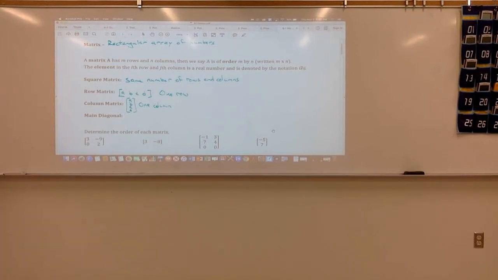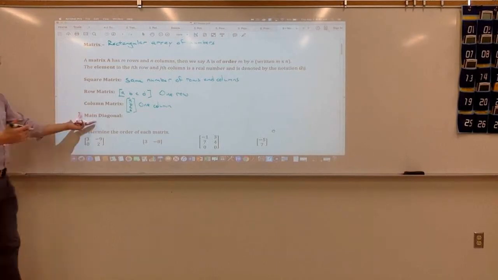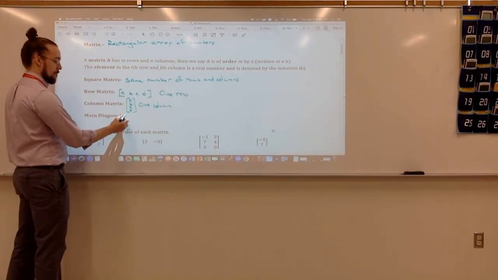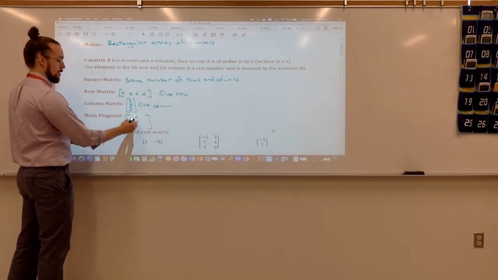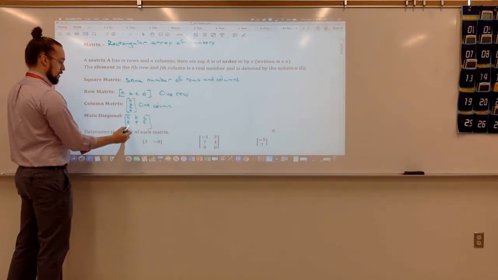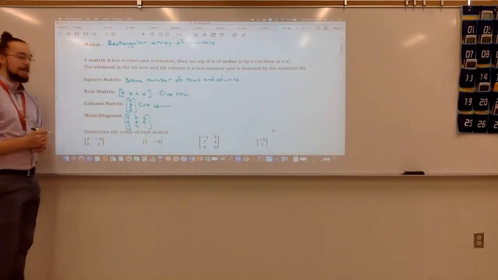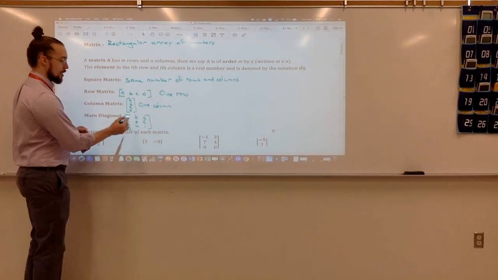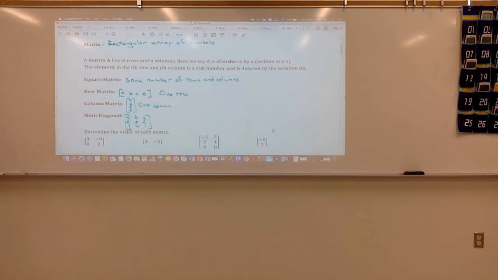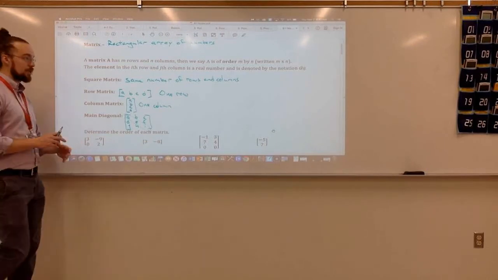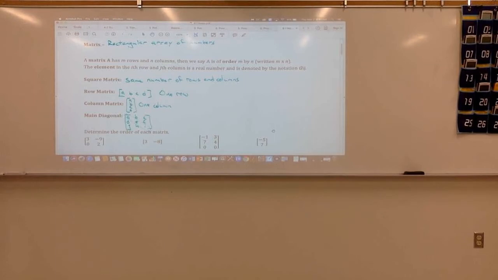And then another vocab word, the main diagonal. I'll just write out a 3x3. The main diagonal is the diagonal set of entries that goes from the top left to the bottom right. And as we start looking at ways to solve these systems using matrices, the main diagonal is going to be a key.